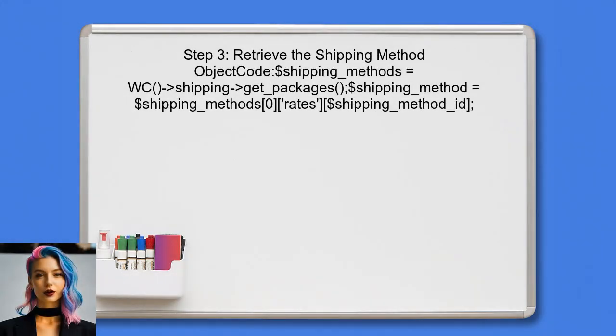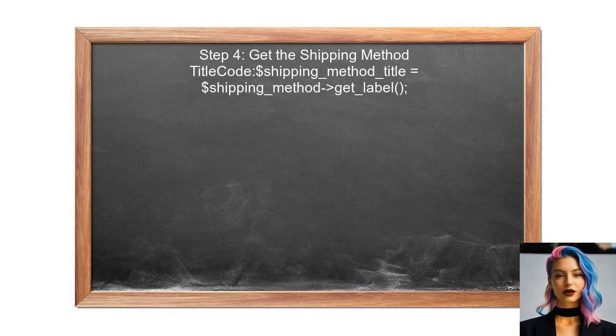Now the user can retrieve the shipping method object using the shipping method ID. This is done by accessing the available shipping methods in WooCommerce. Finally, the user can access the title of the shipping method from the shipping method object. This will give them the desired title, such as flat rate.